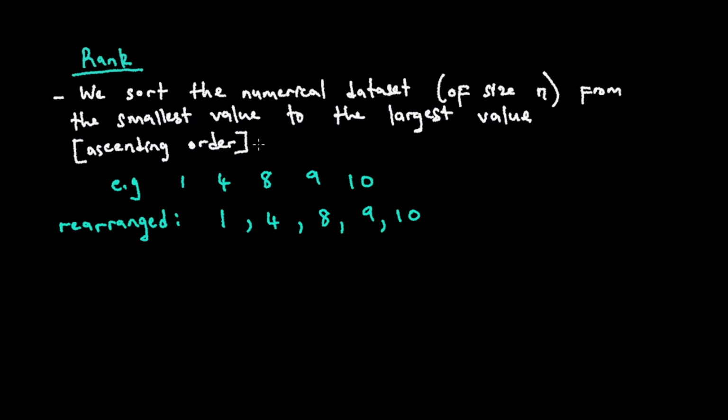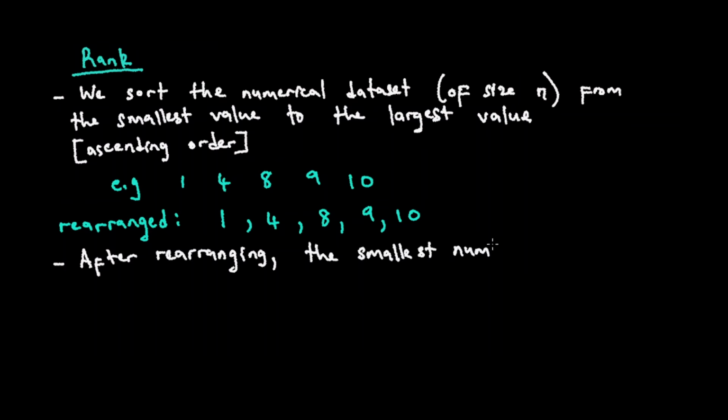So what we are saying here is that in a situation where this numerical data set is of size n, so n is the size of the data set, when we have arranged it from smallest to largest, after rearranging, the smallest number is said to have rank 1.